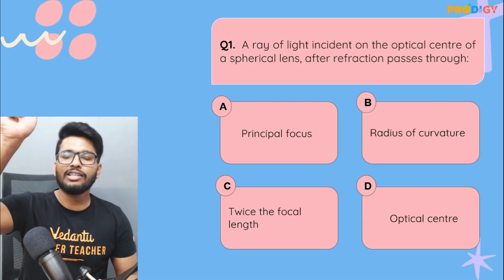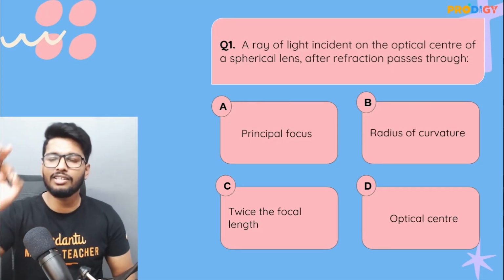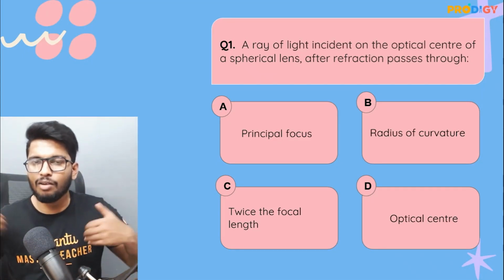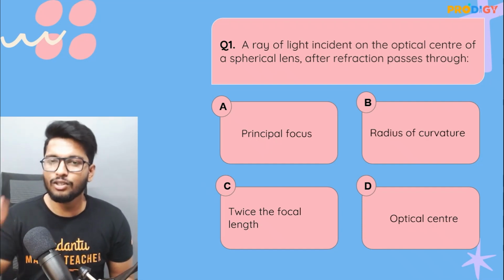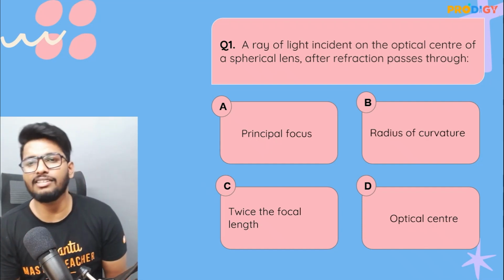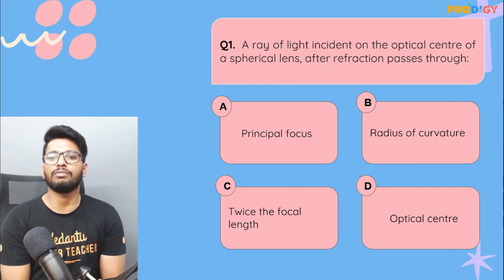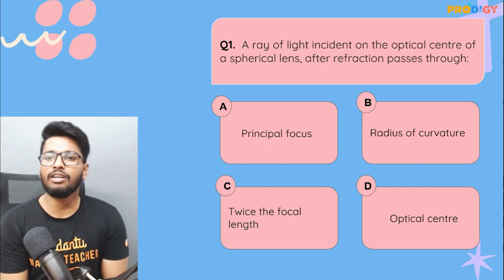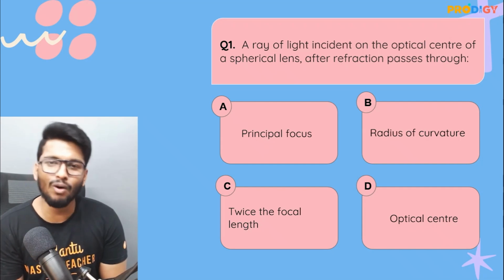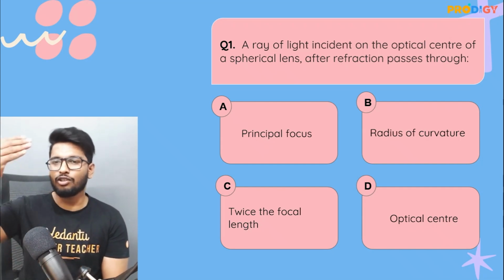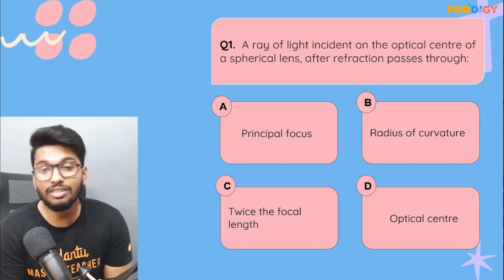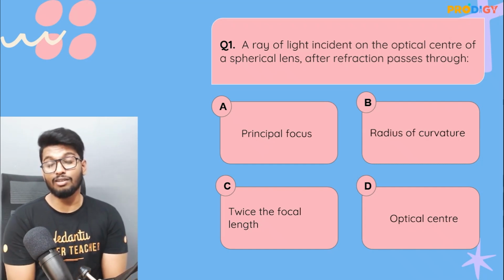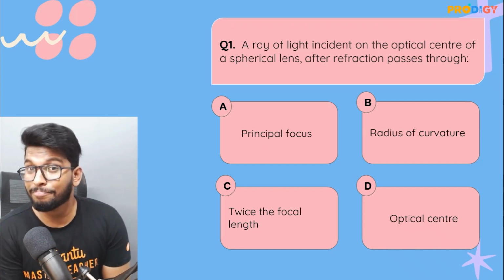So here is your first question, guys. Take a look at this. Read the question carefully. If you need more time than what I'm offering, please pause the video and get the answer. So here's the first one. A ray of light incident on the optical center of a spherical lens, after refraction, passes through what? Options are principal focus, radius of curvature, twice the focal length, or the optical center itself.